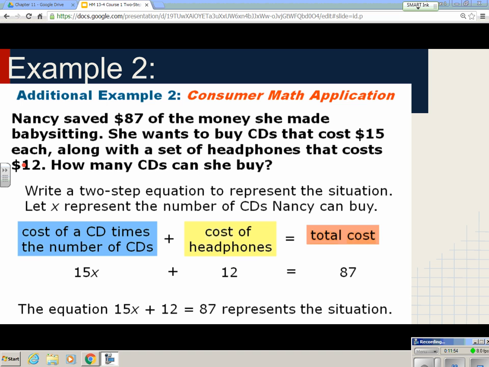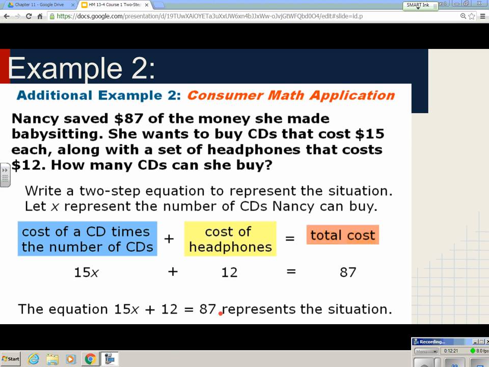Well, we first need to write a two-step equation. We know that one side is going to equal $87 because that's how much she has. From there, on the other side, we got to figure out what we can add together. We know that $12 is a fixed cost. That's not going to change. But we're going to have to add to that $15 times every number of CDs that she wants to buy. So our equation should say 15x plus 12 equals 87.